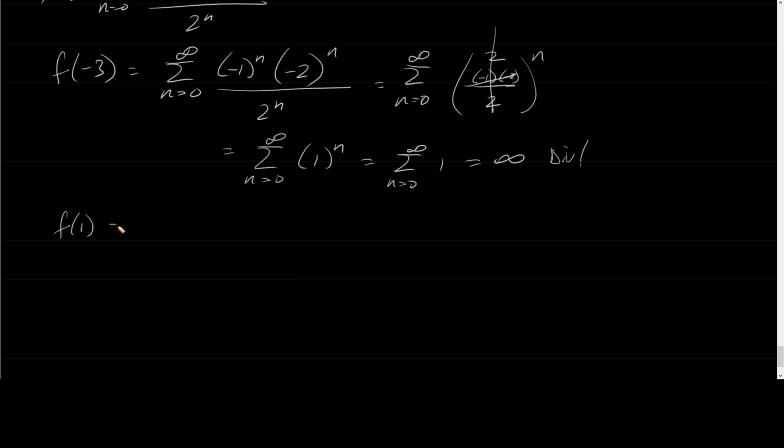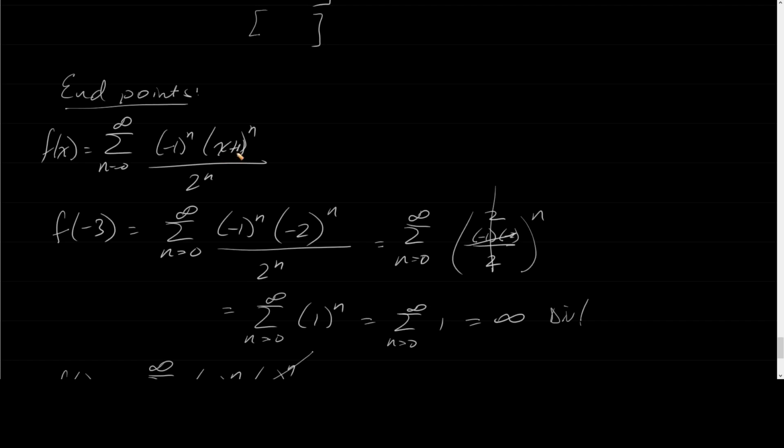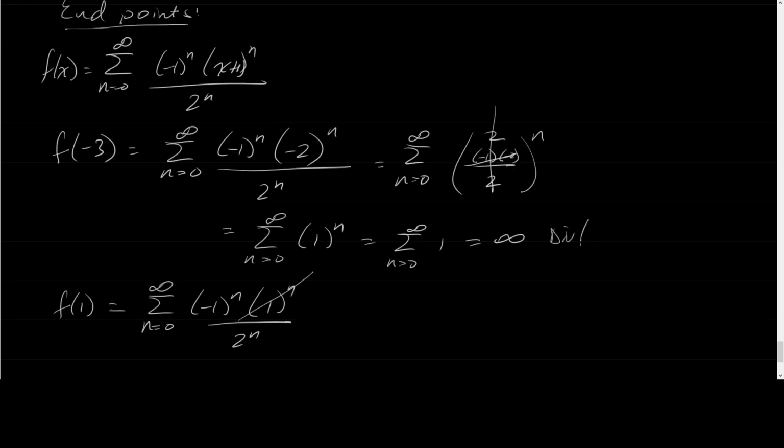So plug in 1. So we have the series from n equals 0 to infinity of -1 to the n times 1 to the n over 2 to the n. Well, this 1 to the n isn't doing anything. Hold on. x plus 1 to the n. Ooh, so it's 1 plus 1 to the n. So 1 plus 1 is 2. 2 to the n. That changes. Okay, 2 to the n cancels out. Nice. So what does this give us?